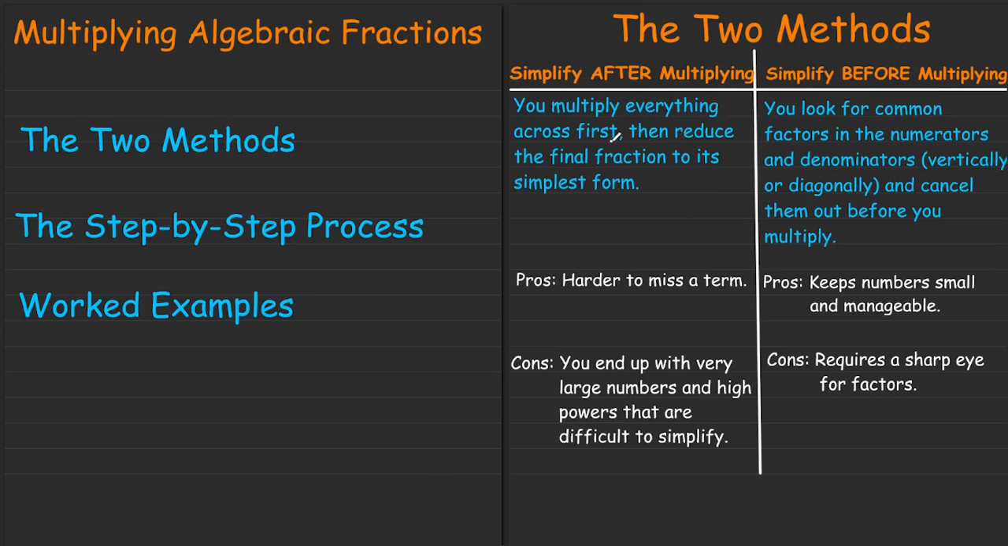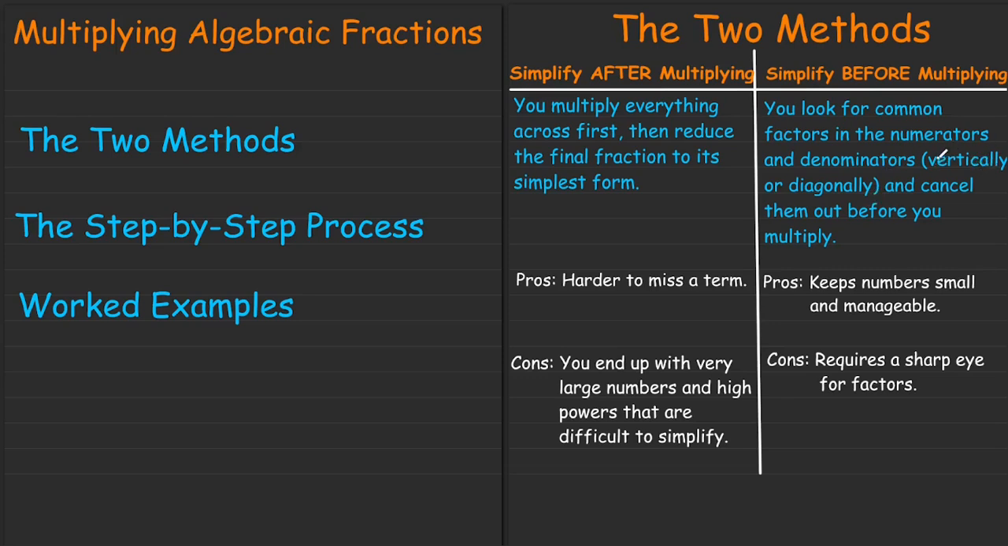Simplifying after multiplying simply means you multiply everything across first, that is numerator to numerator, then denominator to denominator, and then you reduce the final fraction to its simplest form. For simplifying before multiplying, you cancel out, vertically or diagonally, and then you go on to multiply.